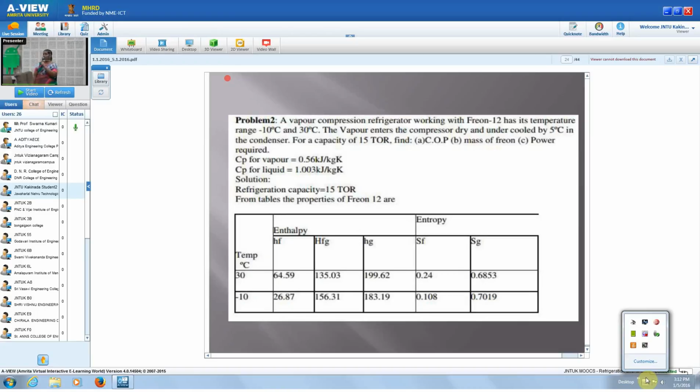So with these properties, find out the enthalpies H1, H2, H3 and again H4, to find the COP, the mass of the refrigerant and the power required.